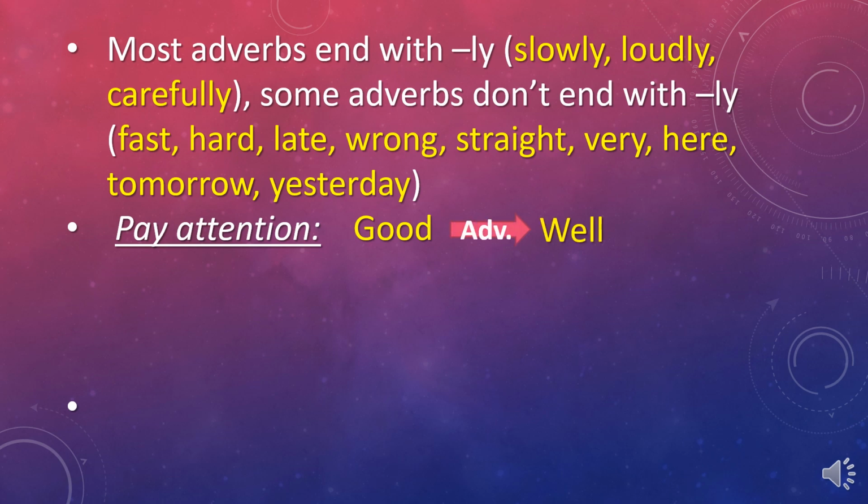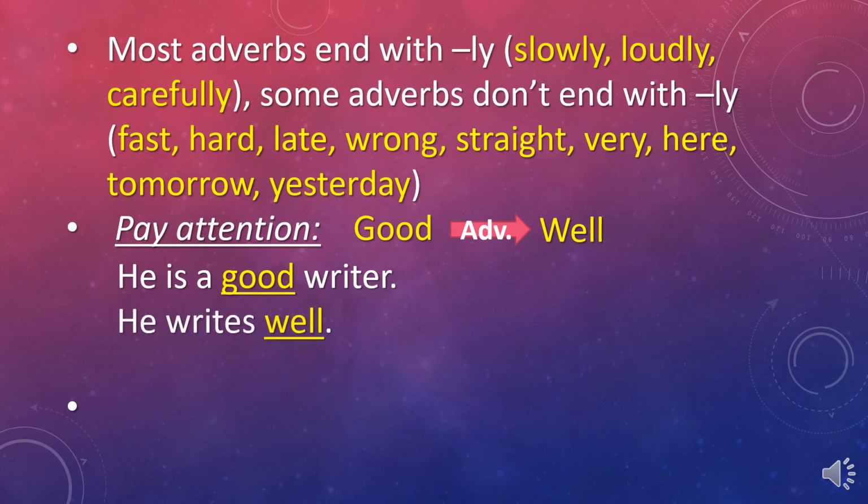Pay attention that the adverb of good is well, okay? So if I'm describing a verb and I want to say good, I would say well. For example, he is a good writer. Good here is an adjective. It describes writer, a noun, okay? So here we have an adjective that describes a noun, good. If I want to describe the verb writes, I will say he writes well. Okay, so the adverb of good is well.